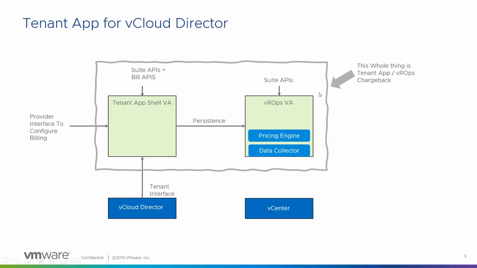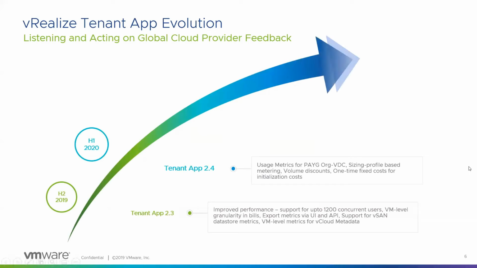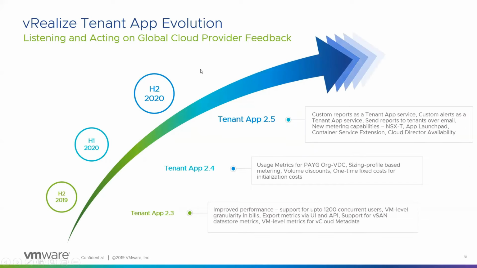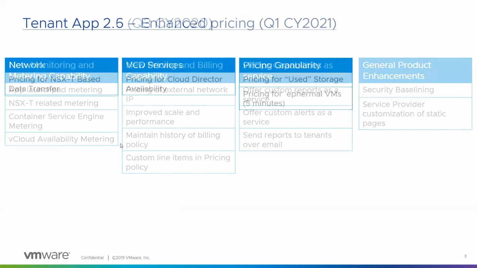And we also did some enhancements to the way we did pricing and billing for the native workloads such as VMs and made them more granular. So without delay, I'll just jump straight to the feature set that we have added for Tenant App 2.6. I'll jump through these slides.